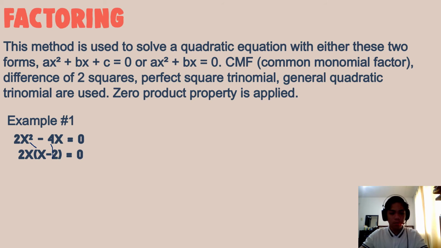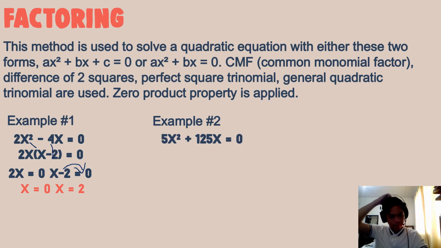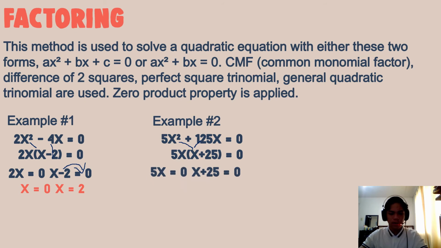Now apply the zero property. That's how you apply the zero property. Just make it so it equates to 0. Now all you need to do is isolate x to find x. I did this by dividing by 2 and by transposing. It's the same for example 2, 5x squared plus 125x. What's their GCF? 5x. Divide them by the GCF, and you get the answer in the parentheses. Now apply the zero property, then divide and transpose, then you'll have your answer.